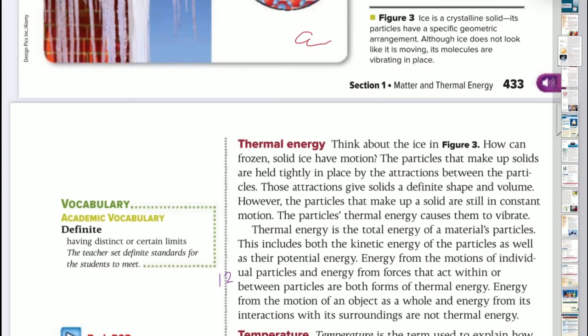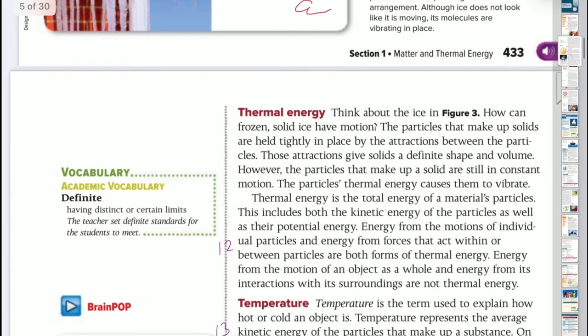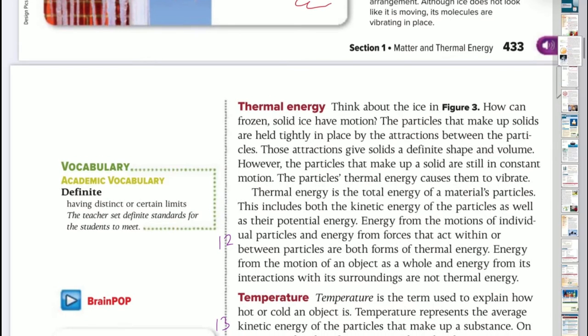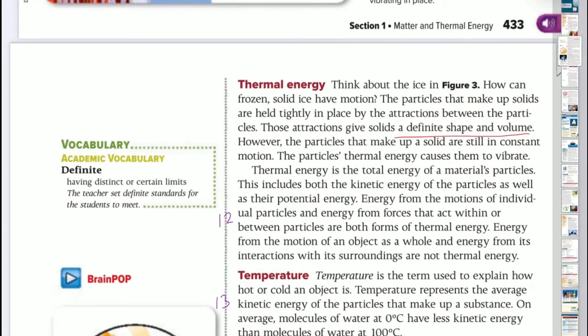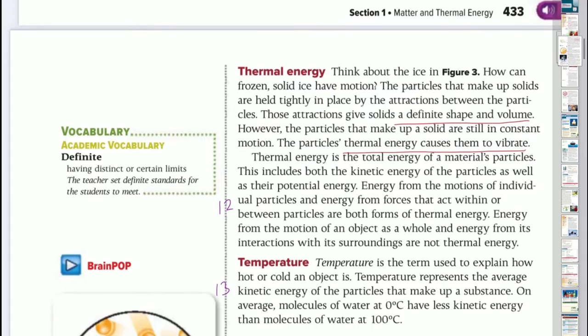The particles that make up solids are held tightly in place by the attractions between the particles. These attractions give solids a definite shape and volume. However, the particles that make up a solid are still in constant motion. The particles' thermal energy causes them to vibrate.